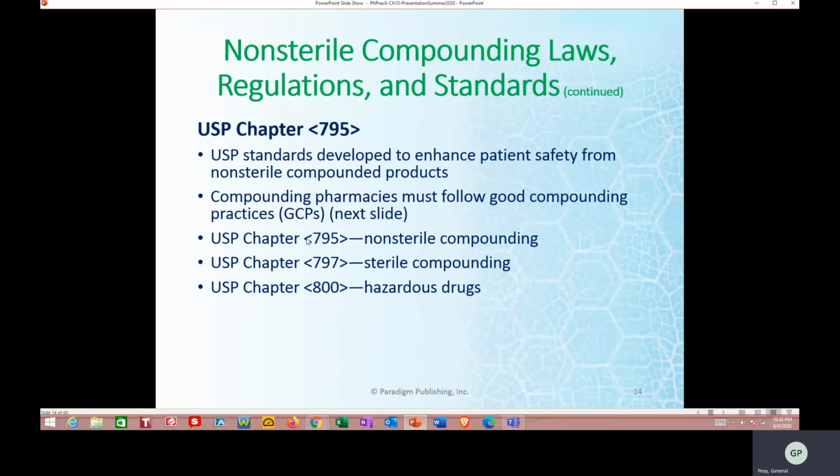So just try to remember these three numbers. 795 is non-sterile, 797 is sterile, and 800 is hazardous drugs. That's all I want you to know from that.